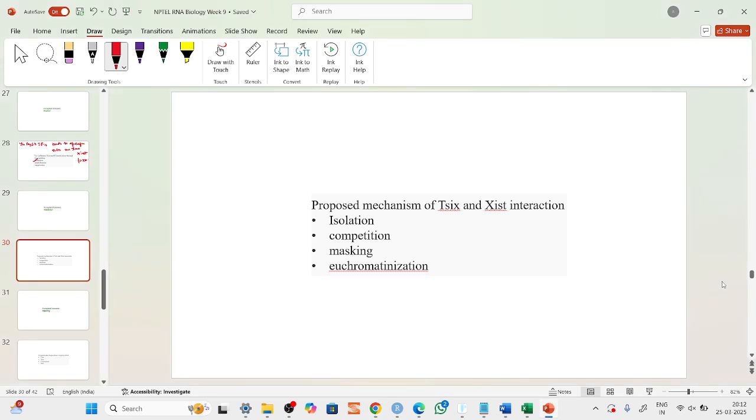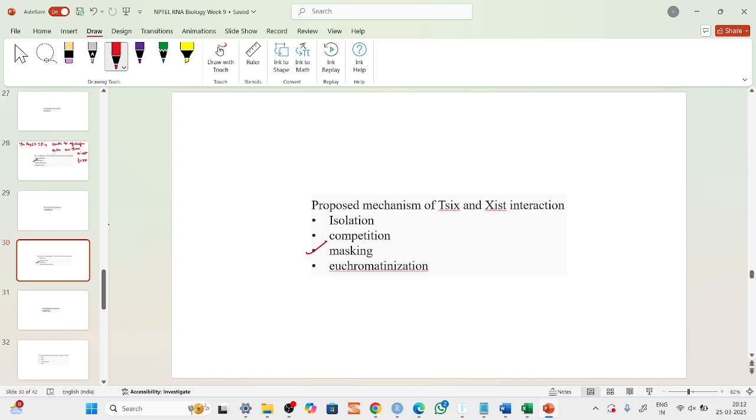Okay. So the correct answer is masking. Can you think why masking is the correct answer? What is the relation between T6 and cyst? Cyst is involved in X chromosome inactivation, that we already know, and T6 is just the opposite of cyst. It has a sequence which base pairs with cyst, and it inhibits or regulates the expression of cyst.